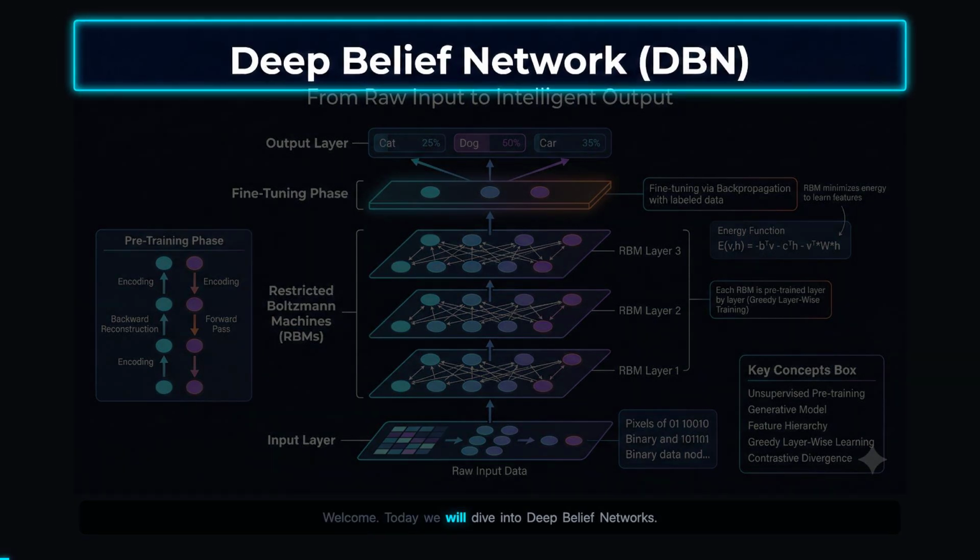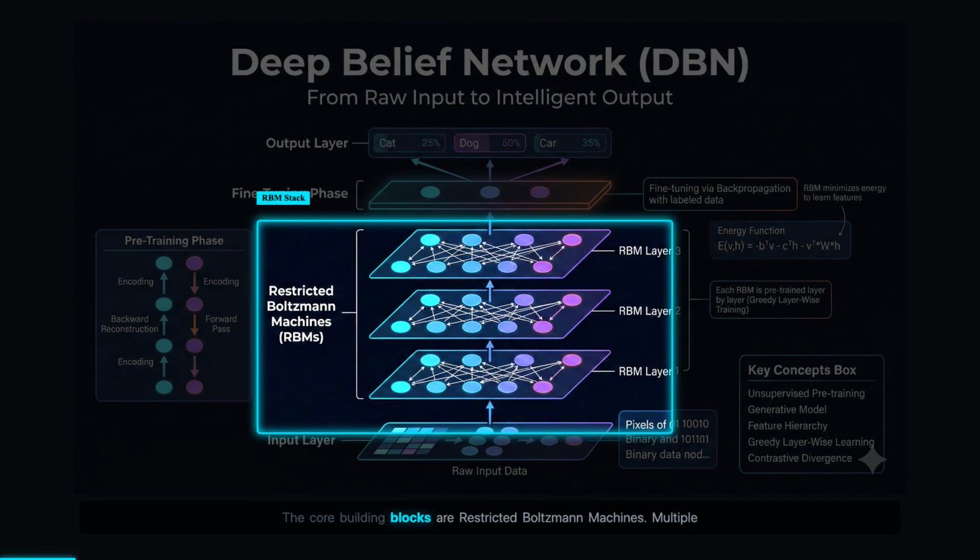Welcome. Today we will dive into deep belief networks. A DBN is a powerful type of deep neural network that learns to transform raw, unstructured input into intelligent, categorized output. The core building blocks are restricted Boltzmann machines.